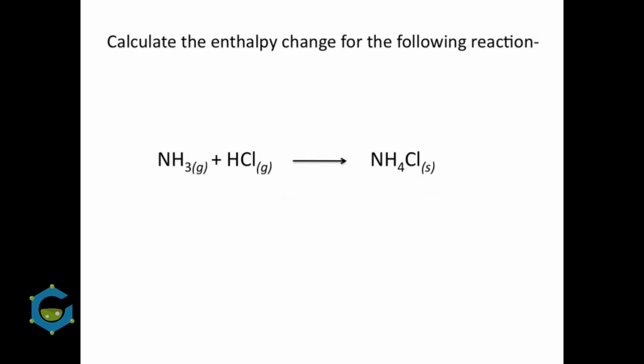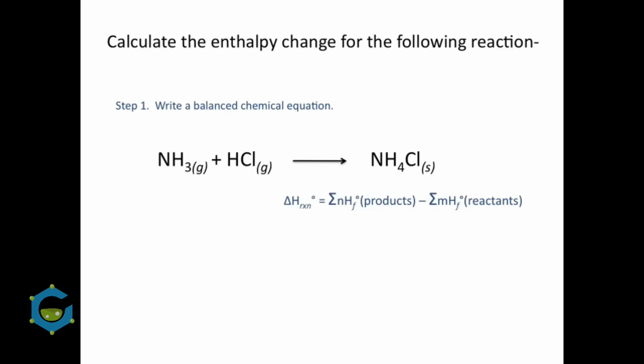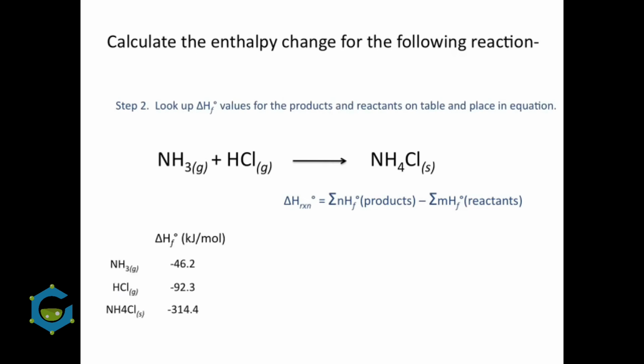Let's look at another example. Calculate the enthalpy change for the following reaction. Ammonia plus hydrochloric acid goes to ammonium chloride. The first step is to check that you have a balanced chemical equation, and in this case our equation is already balanced. The next step is to plug our enthalpy of formation values into our equation.